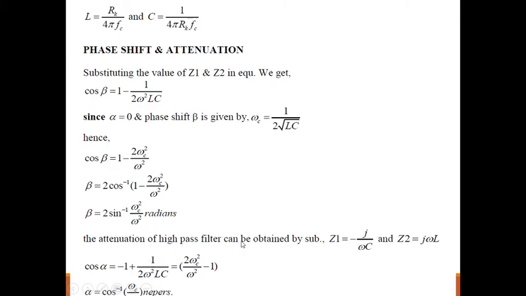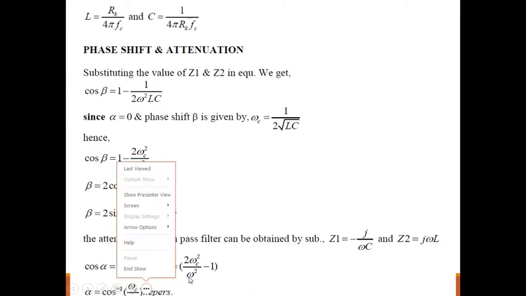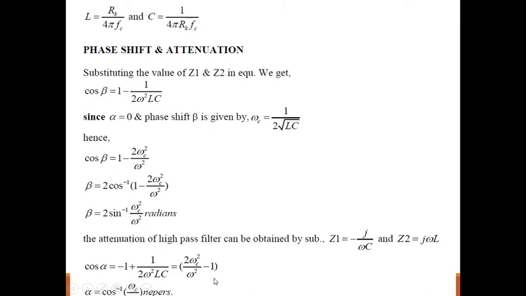The attenuation of the high-pass filter can be obtained by substituting the Z1 and Z2 values in the general expression. Cosh alpha is equal to minus 1 plus 1 divided by 2 omega squared LC. Simplifying this, we get 2 omega c squared divided by omega squared. Finally, alpha is the cosh inverse of omega c squared divided by omega squared. That is the case for the high pass filters.